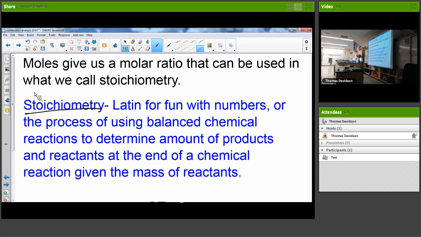All right? Moles gives us a molar ratio that can be used in what we call stoichiometry. One of the greatest chemistry words of all time. That is Latin for fun with numbers. If you believe that, you should transfer out. All right? Or it's the process of using balanced chemical reactions to determine the amount of products and reactants at the end of a chemical reaction given the mass of the reactants.